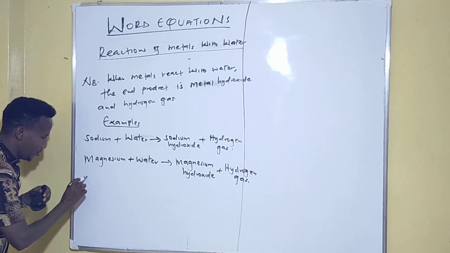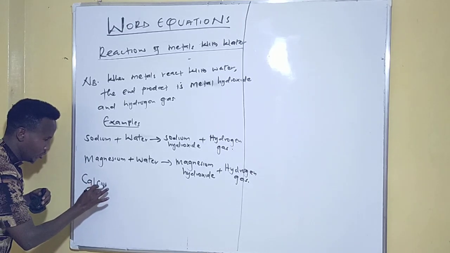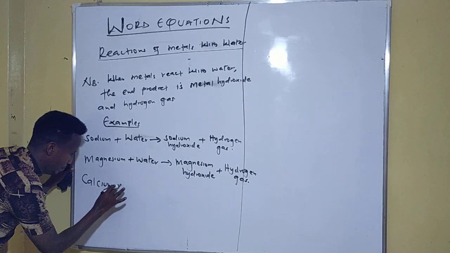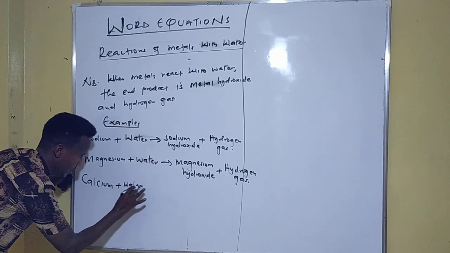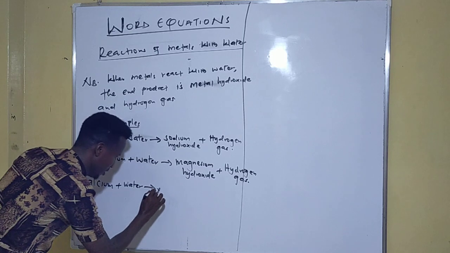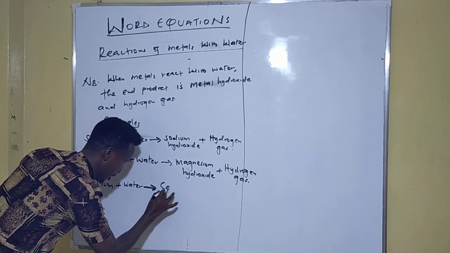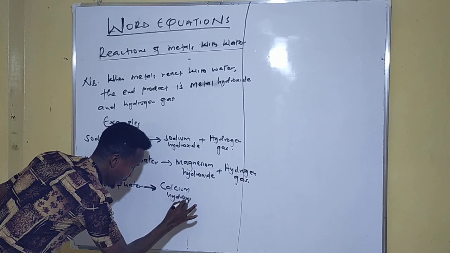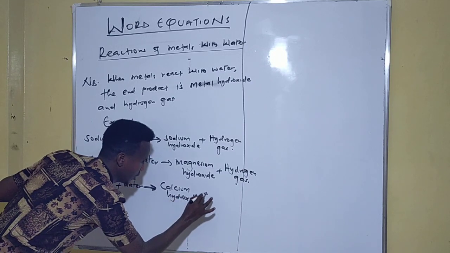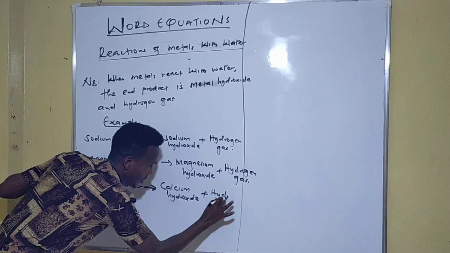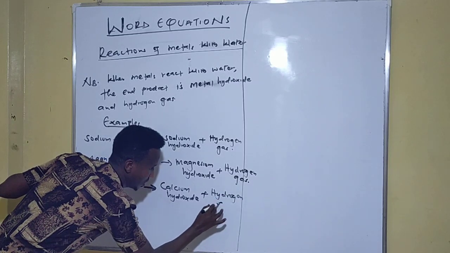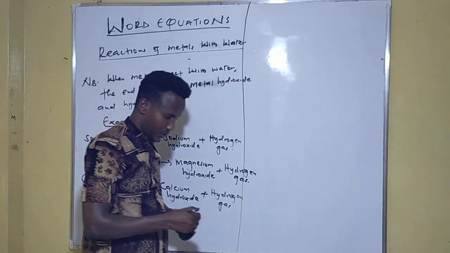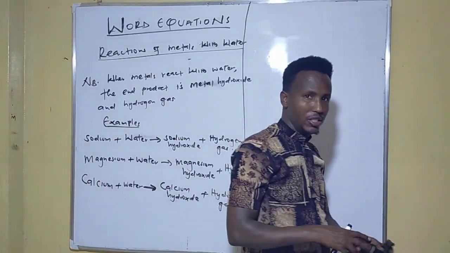Then let me add another one for you. Let me take calcium, which is also Group 2. Calcium plus water is going to give us calcium hydroxide plus hydrogen gas.